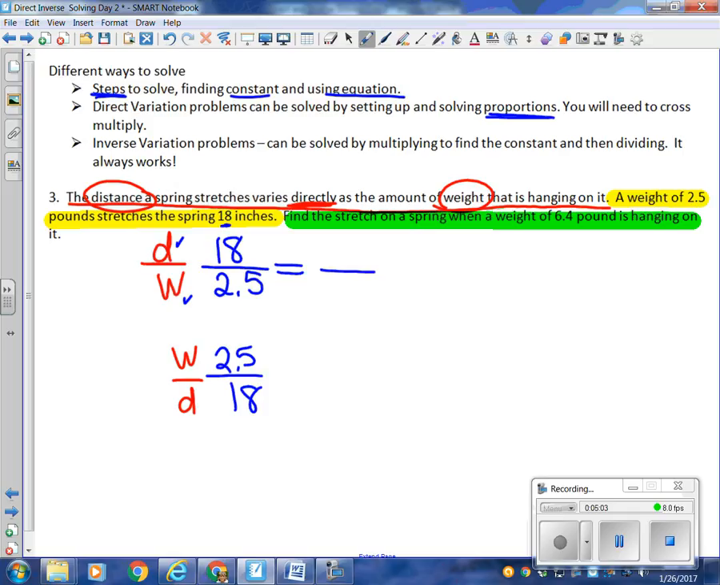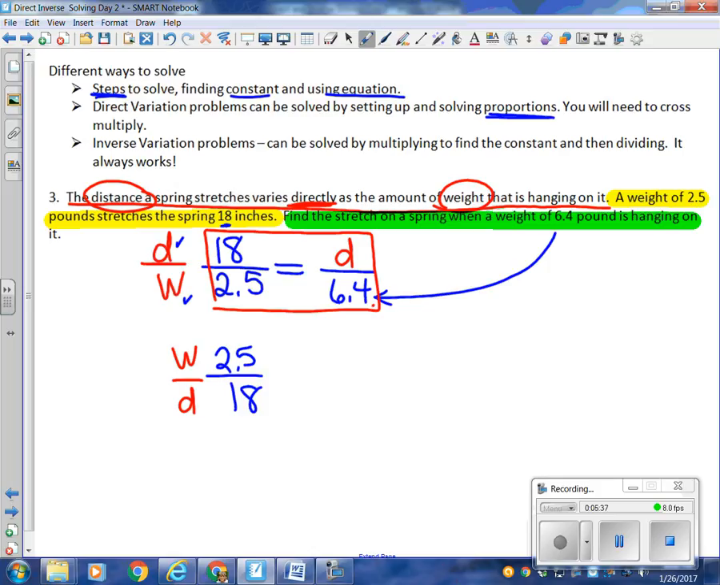Find the stretch on a spring when the weight of 6.4 pounds is hanging. So in this case, 2.5 was a pound, so that means 6.4 has got to go to the bottom. Find the stretch. So the distance that it stretches is letter D. This is what I was looking for. Okay. So we could say 18 inches of stretch for a 2.5 pounds weight is equal to how much distance of stretch to 6.4 pounds weight. Okay, that's basically what we're doing.